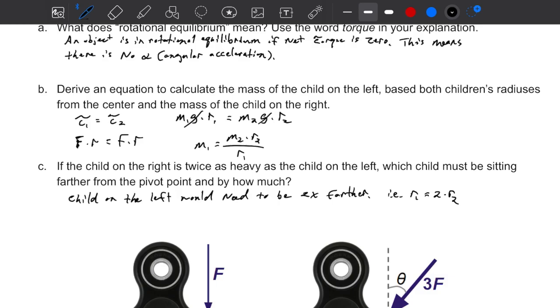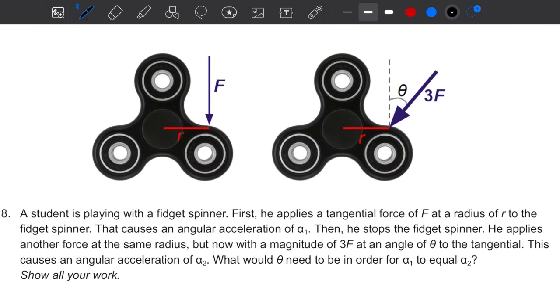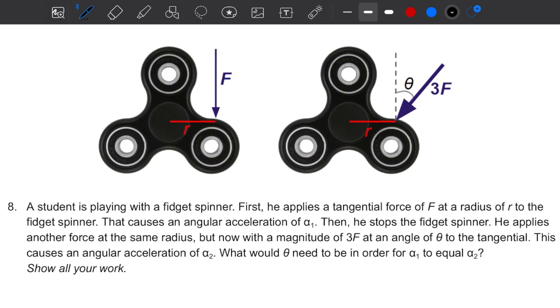Okay, now we've got two fidget spinners. One of them has a force being applied perpendicularly to the line of action. The other one is not perpendicular to the line of action. We can see that one has force of F, the other is force of 3F. They have the same angular acceleration. We just need to determine what angle can you apply a force at where the force is 3 times larger, but the angular acceleration is the same.